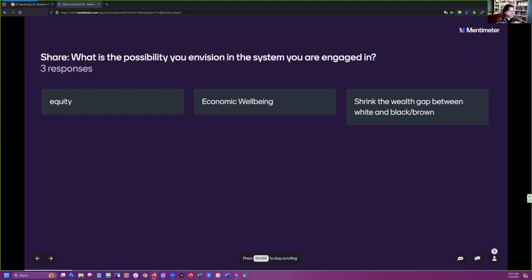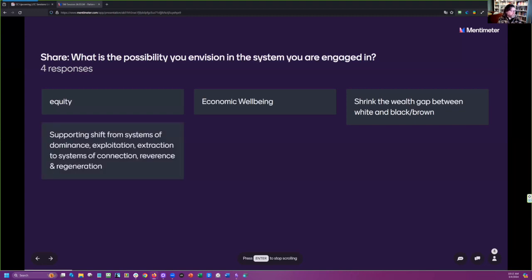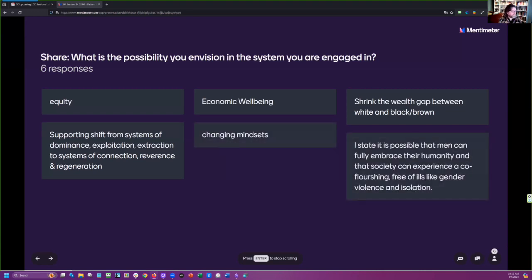Shrinking the wealth gap. Got a theme going in the Mentimeter answers so far. All right. Well, that's good stuff. Changing mindsets is one of the big things that we're talking about as a general theme. So that's a really good one, really central to what we're doing today.